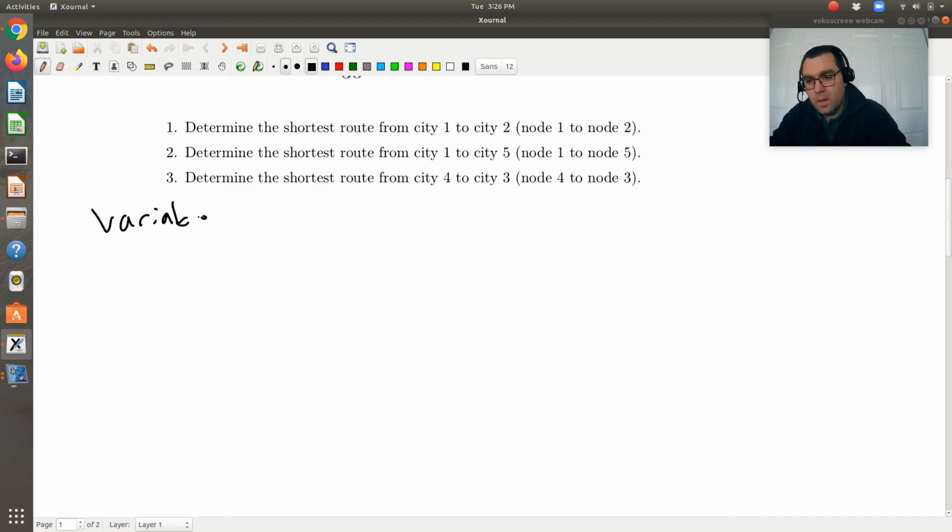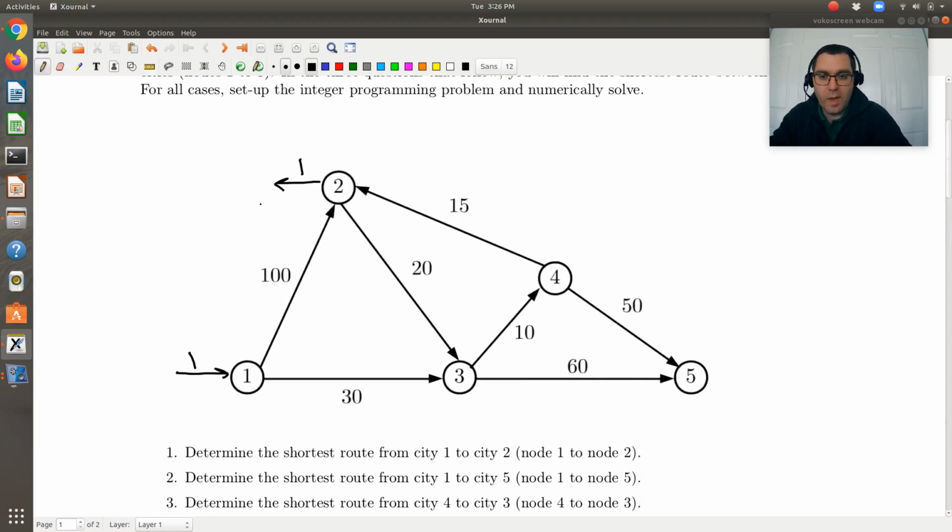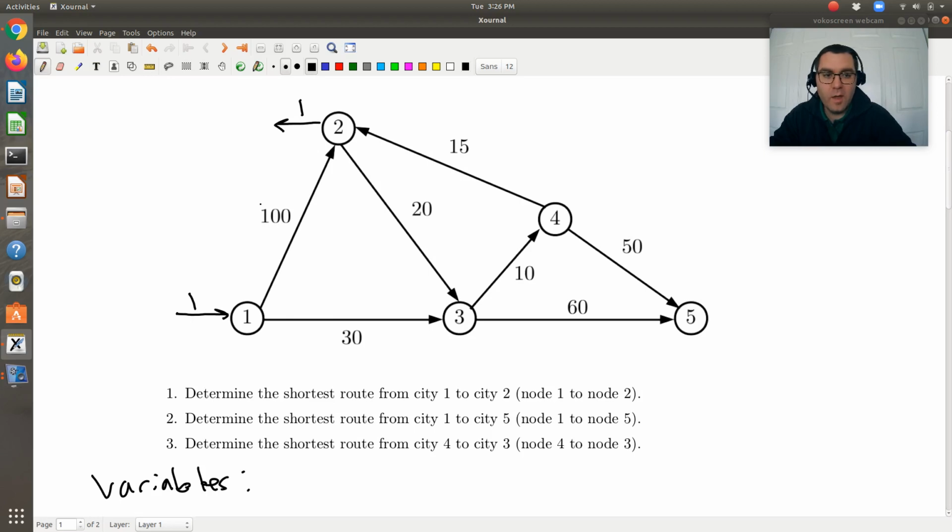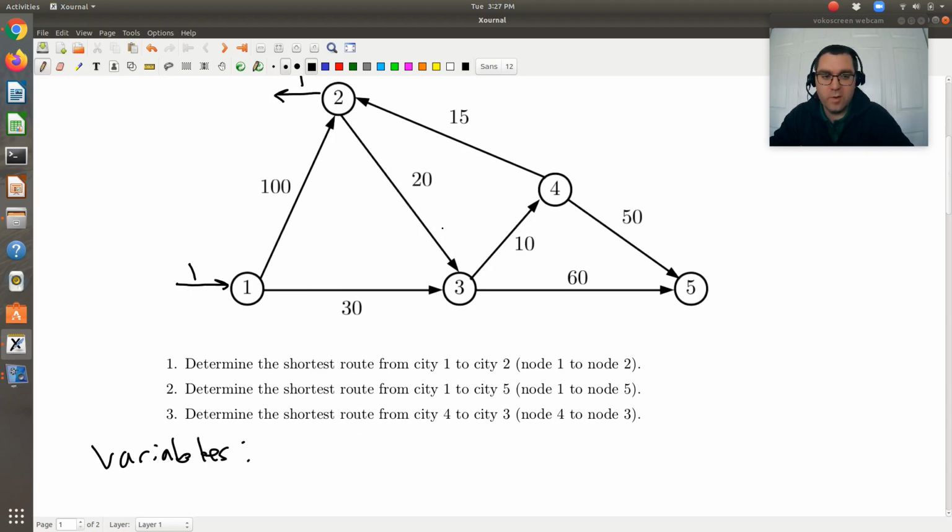Okay. So I'm going to define a bunch of variables which will end up being binary. My binary variables are going to indicate whether or not I go from route 1 to 2, 1 to 3, 2 to 3, and so on and so forth, right? So I'm going to have a variable for all possible routes. So I can possibly go from 1 to 2, okay?